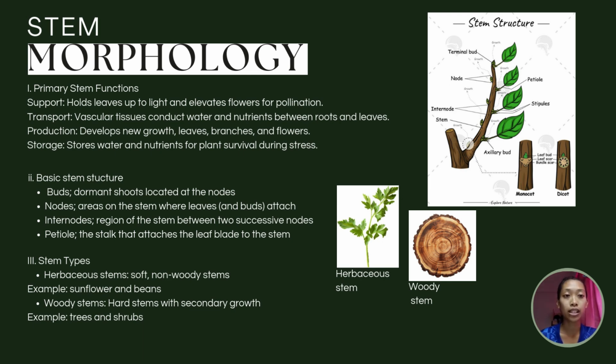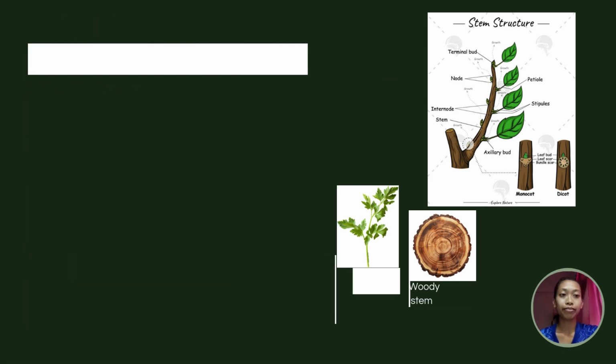Next, for the stem type, there are two stem types, which are the herbaceous stem and also woody stem. For herbaceous stem, it's a soft, non-woody stem, for example, sunflowers and beans. And for the woody stem, it's a hard stem with secondary growth, for example, the tree and shrubs.